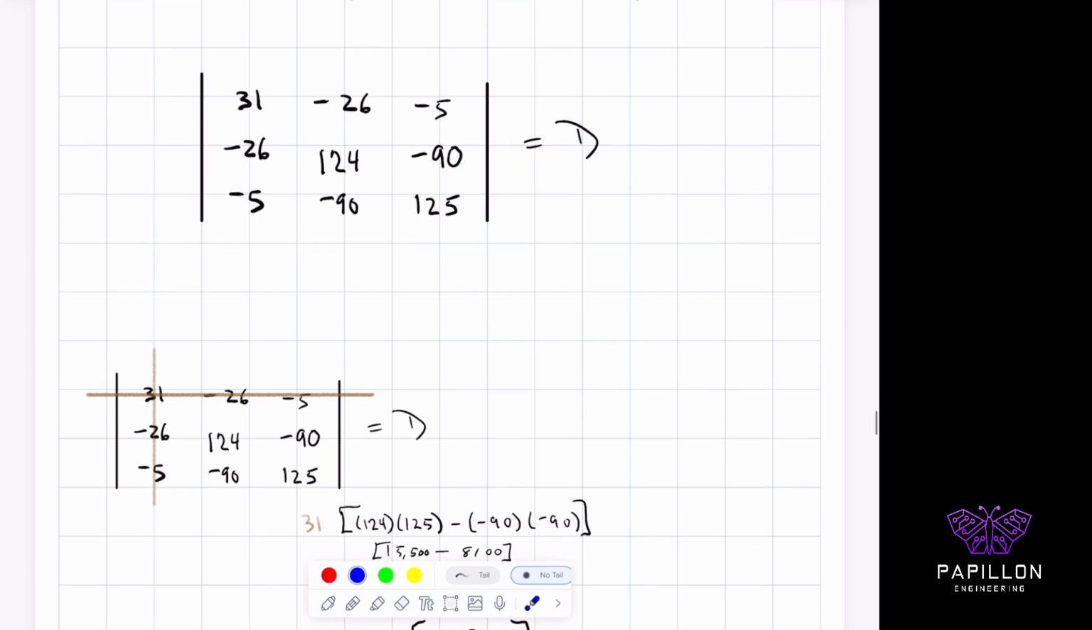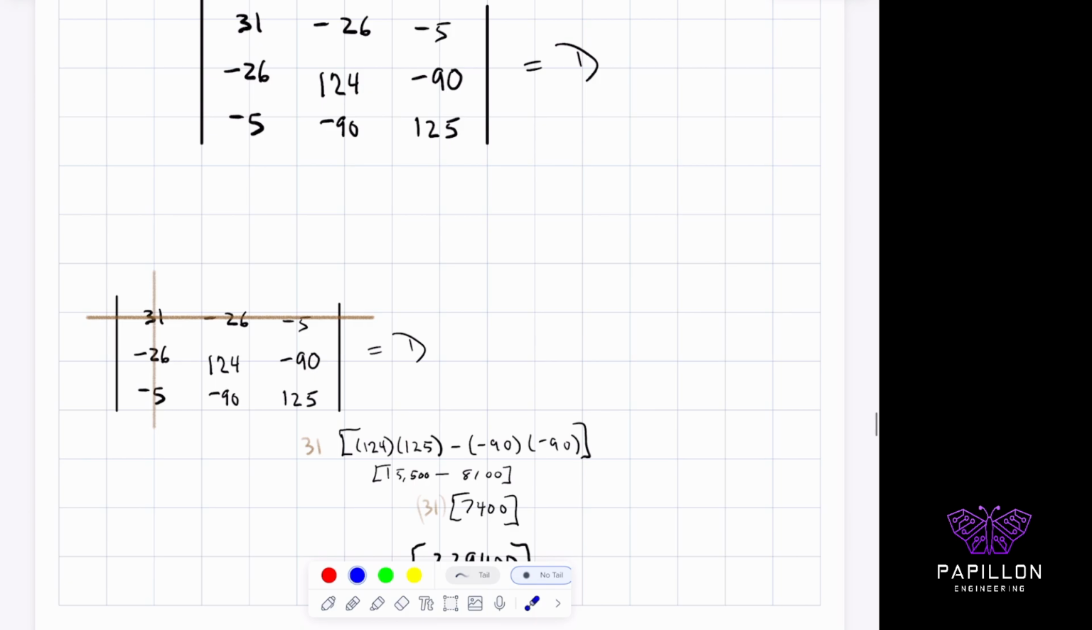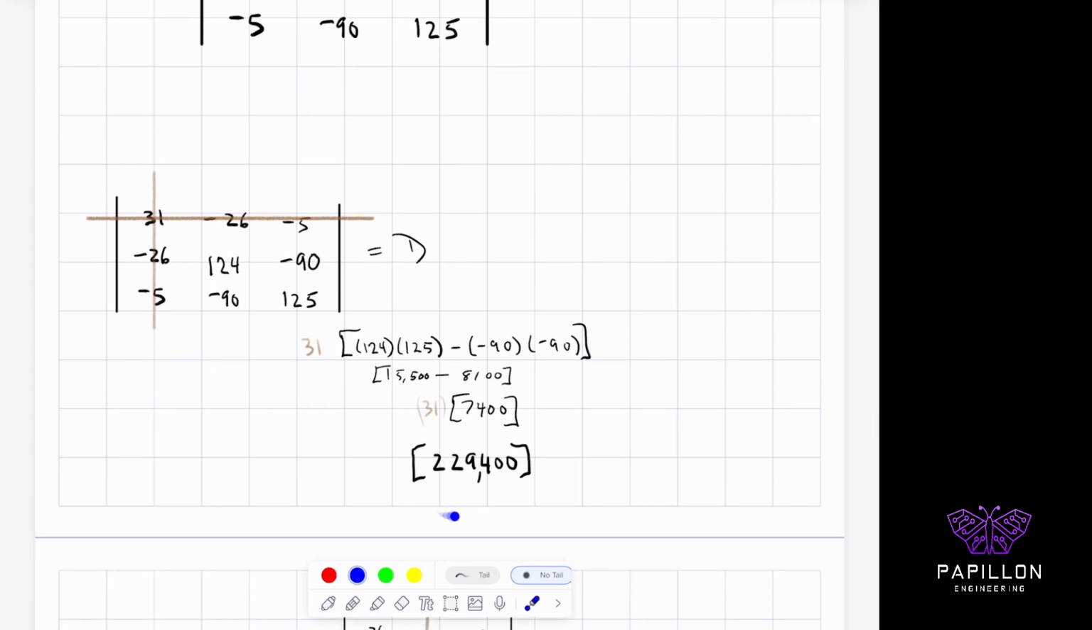What I like to do, I think it's called the first or second method of Cramer's rule, is I cross out the first row and column, right? And I create these simpler matrices of 124, minus 90 and minus 90, 125. So I cross multiply them out, 124 times 125 minus 90, and then I subtract minus 90 times minus 90, and I multiply it by this fact there, which is 31, right? And I get back a fairly large number, 229,400, okay?